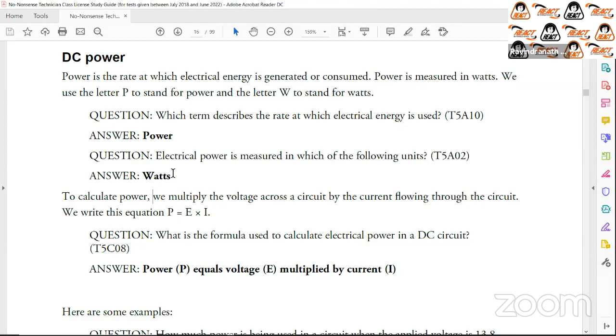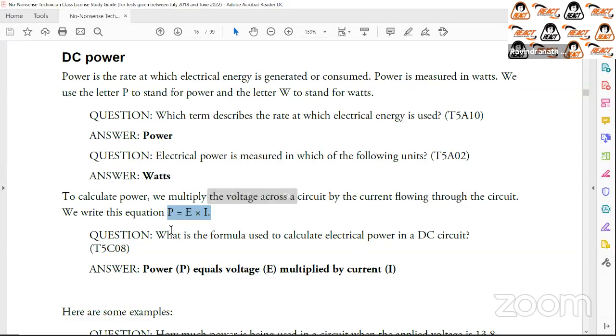Now notice we leave out resistance. Resistance is not in this formula, nowhere. We're only talking voltage and current. So the formula for power is: we multiply the voltage by the current to get power. So power is equal to E multiplied by I. Power is the product of voltage and current. P is equal to E I.